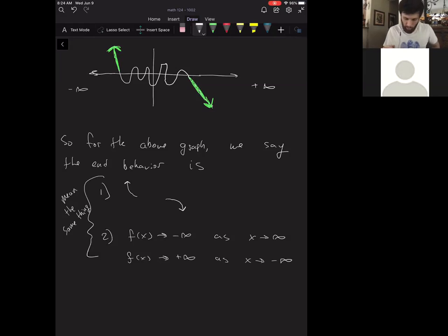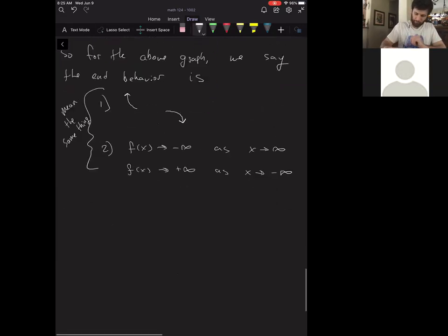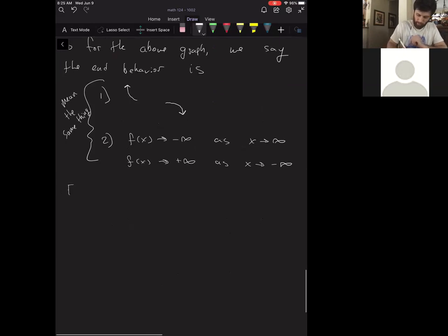All right. So how do we determine it? Given a picture, it's easy to determine the end behavior. You just look at the left-hand side, look at the right-hand side, and see what it does. But for the most part, you're just given an equation. You want to know, okay, how can we find the end behavior? So let's do that. Finding end behavior given an equation.